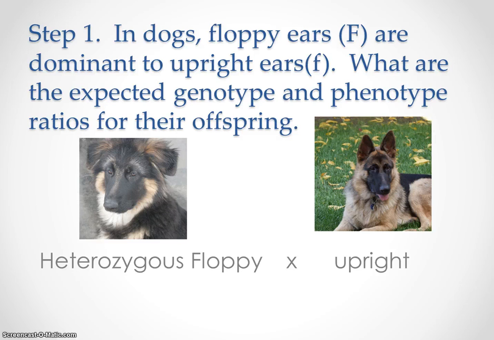In this case, I'm starting with a heterozygous floppy dog and an upright-eared dog. This is not quite the same problem because we're not starting with a pure generation. It's a heterozygous floppy dog, meaning it's not going to be big F, big F. Because it's heterozygous, it's big F, little f. And our upright dog, because that's recessive, it's going to be little f, little f.